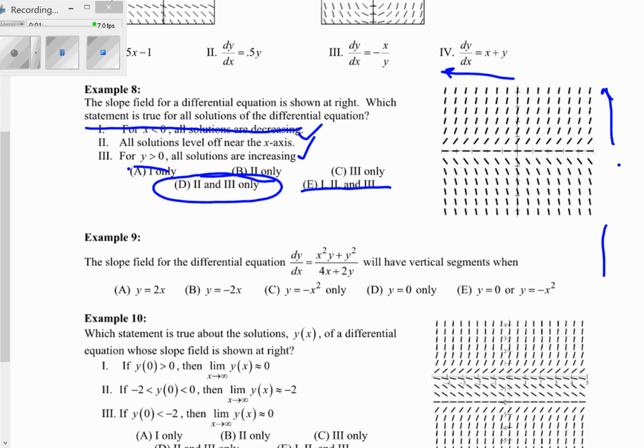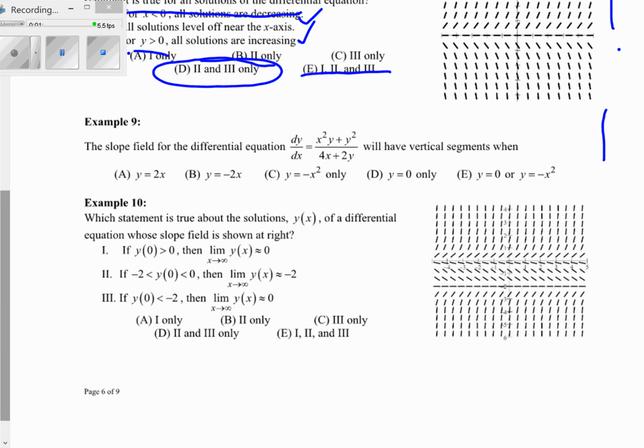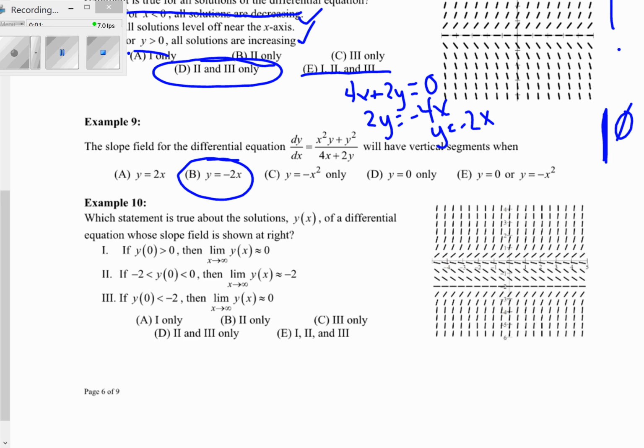All right, so example 9. The slope field for this differential equation, oh man, glad we don't have to draw that. We'll have vertical segments when what? So remember, vertical segments, that is an undefined slope. So that's when our denominator equals 0. So we need to figure out when this is going to equal 0. All right, solve that for y. So y equals negative 2x. So it's when our denominator equals 0 and the numerator doesn't. So I see that our only option here would be letter B.